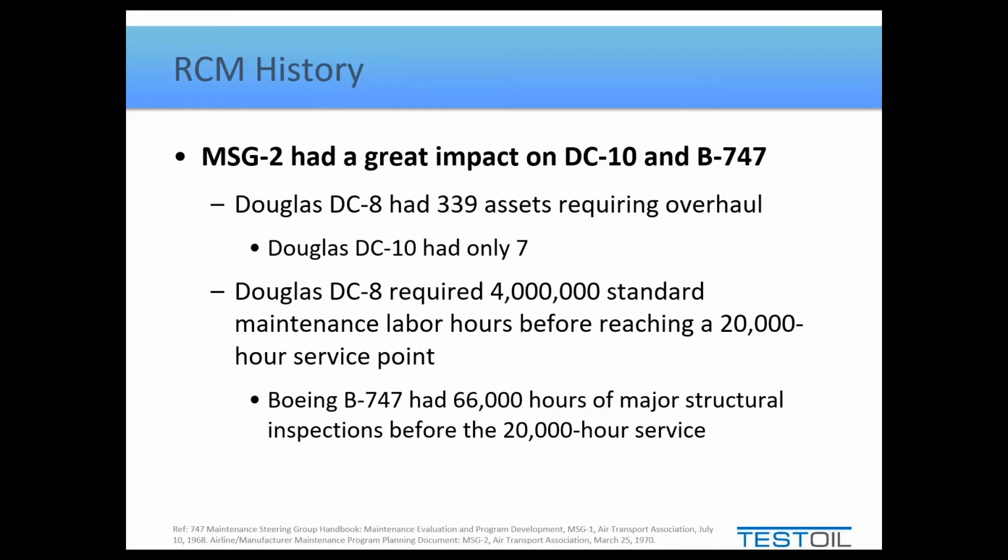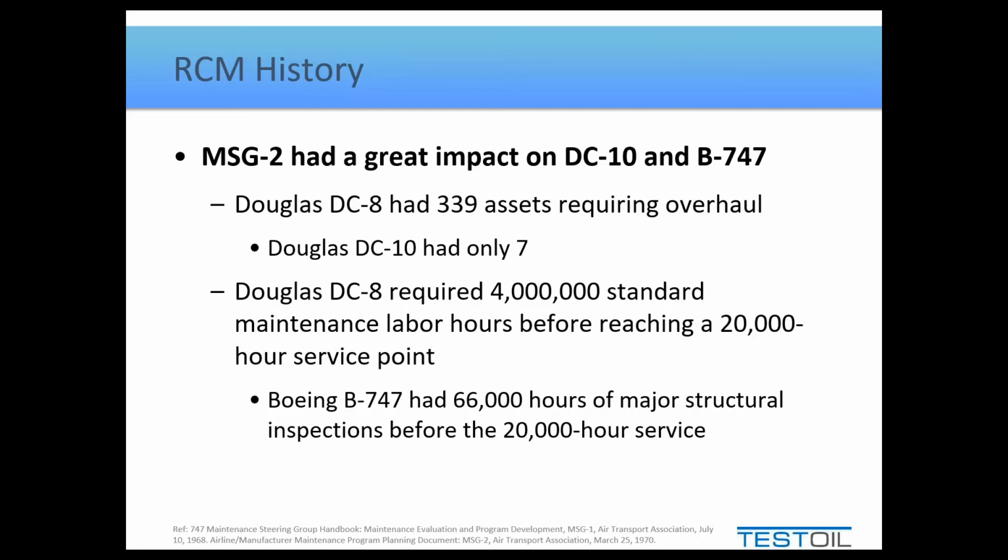The other example, the first steering group worked on the 747, and again, comparing it to the DC-8, the DC-8 needed nearly 4 million man-hours to get 20,000 hours of flight, whereas the 747, they narrowed that down to 66,000 hours of maintenance to get the same 20,000 hours of service. So, like I said, very revealing to industry just how much maintenance wasn't giving us a net positive effect.